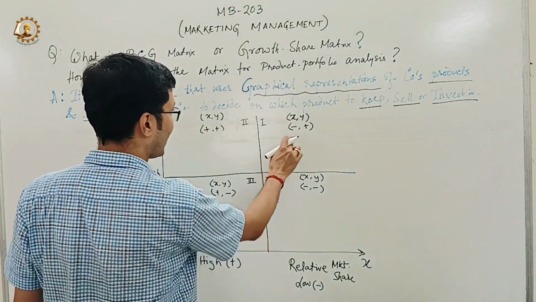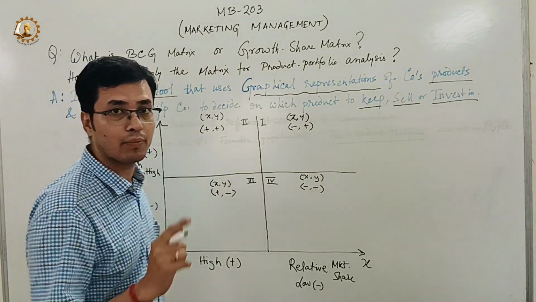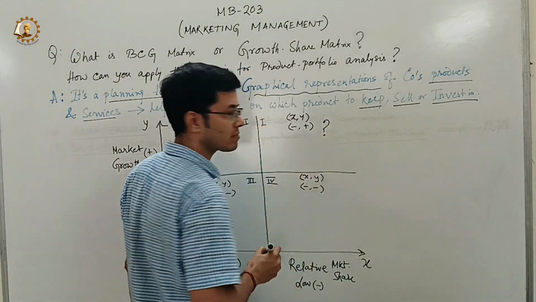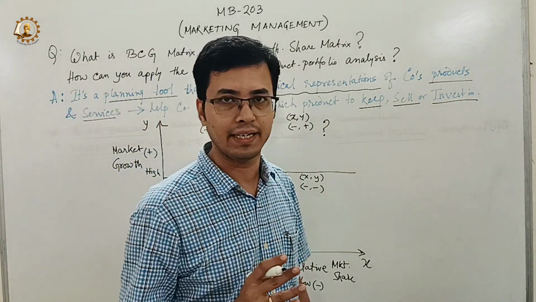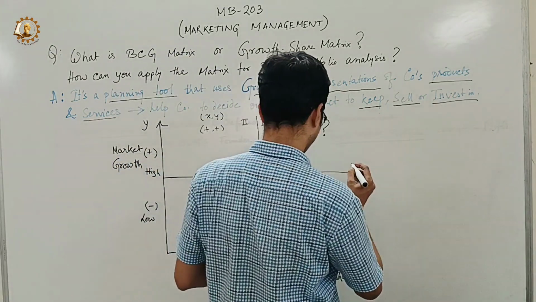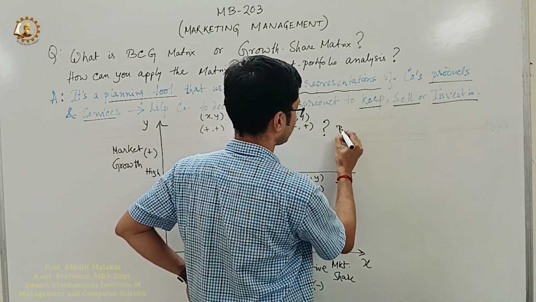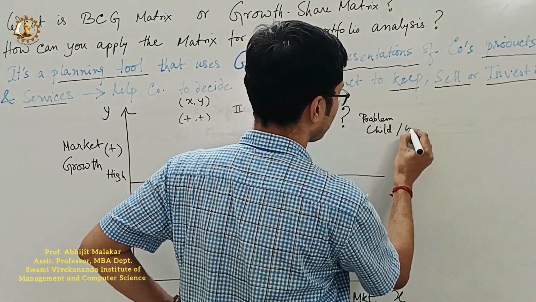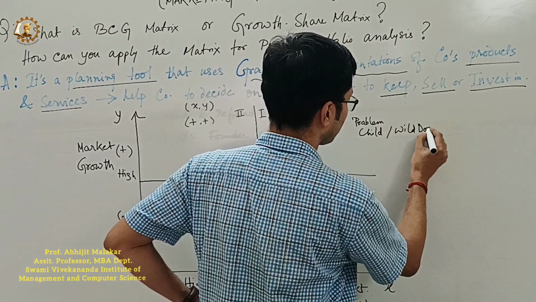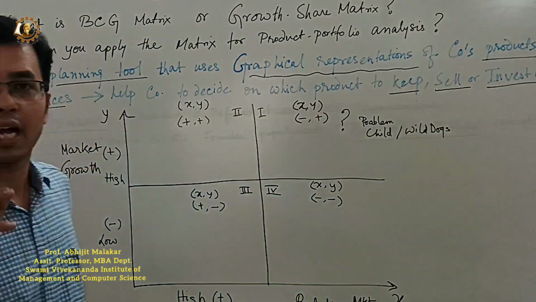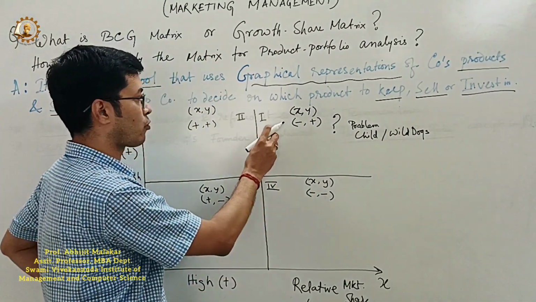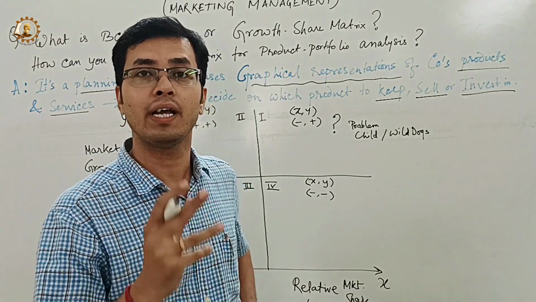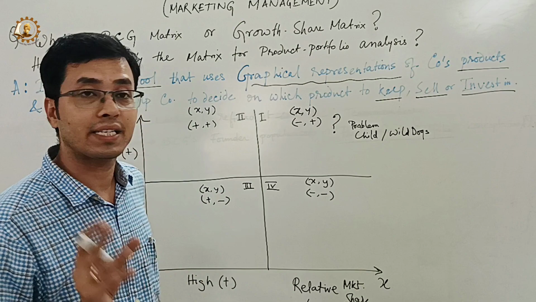Right? So in X we have minus, that means the relative market share of that particular product will be low. So this particular position is called the question mark, or we also call it the problem child or the wild dogs. Now once the company is launching the product in this zone of quadrant 1, where you have a low relative market share as a starter product, but you have a huge market growth potential, they will start investing.